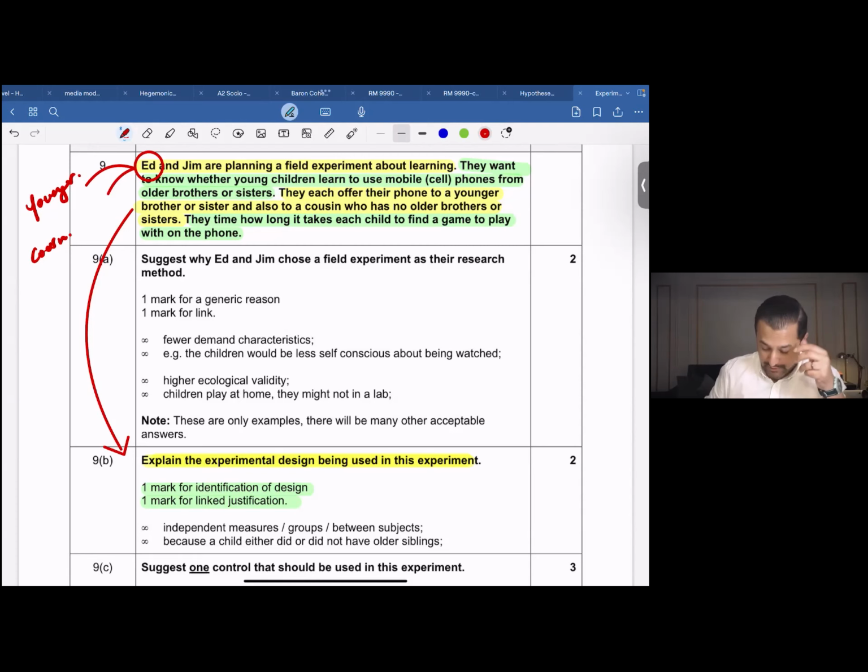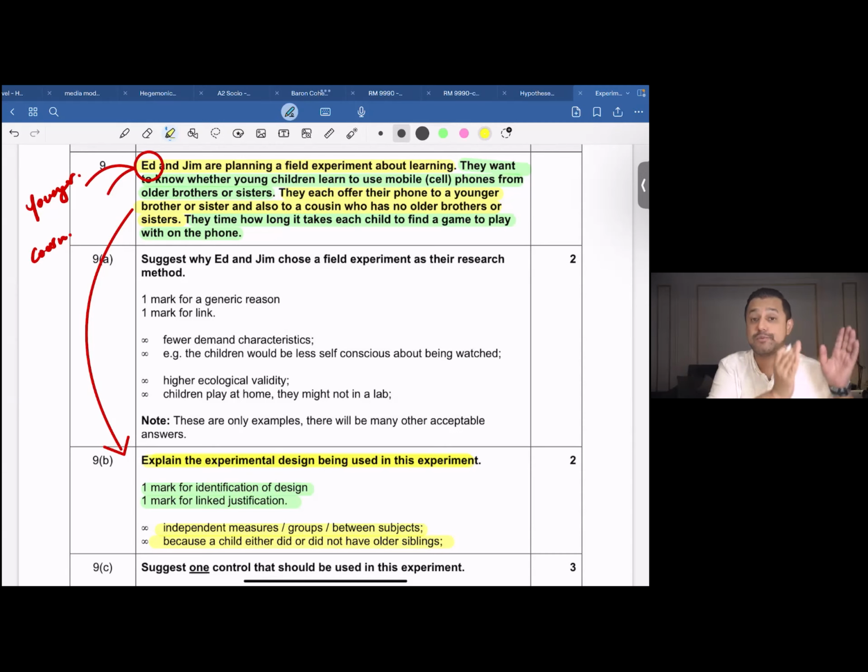That's irrelevant for this particular 9B question. So the answer would be an independent measures design, because the child either did or did not have an older sibling. So we're talking about different groups here, right? The first group is a group that did have an older sibling.